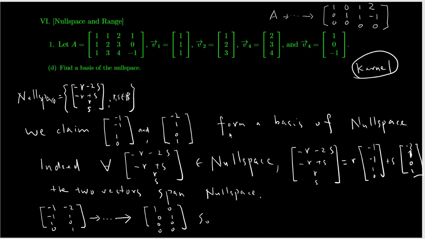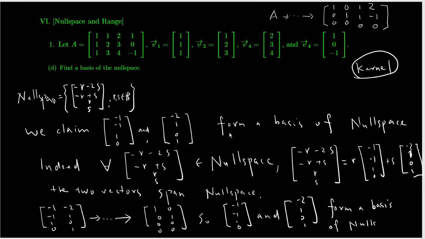So these two vectors, (-1, -1, 1, 0) and the second vector (-2, 1, 0, 1), form a basis. Do not stop here. You need to say a basis of what. A basis of the null space. Again, given a linear map or a matrix, there are two important subspaces: one is the null space, the other is the range.